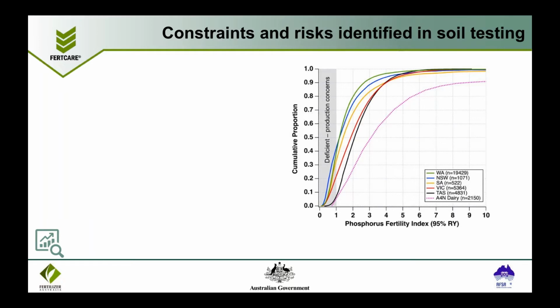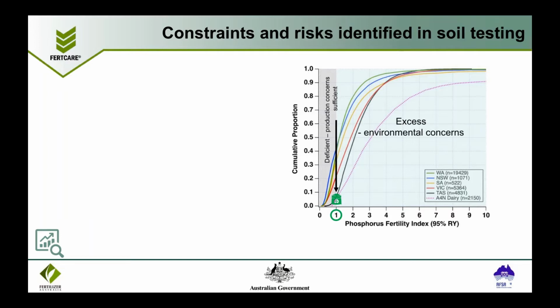So anything that's in this grey area in this chart is showing you where there might be production concerns. So in other words, where the phosphorus levels are below the particular standard that we're interested in, which in this case is a phosphorus fertility index of 1, which is what our target is. And anything to the right of that value is in excess and where there might be environmental concerns. And right on this value of 1 here is where we have sufficient phosphorus in the soil.